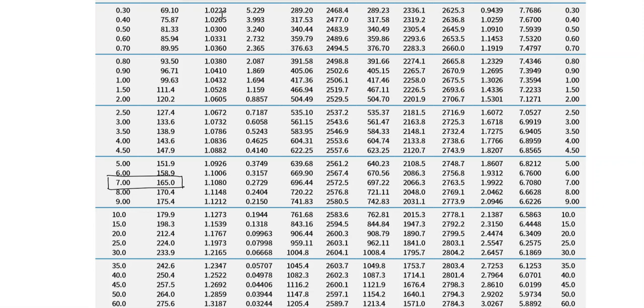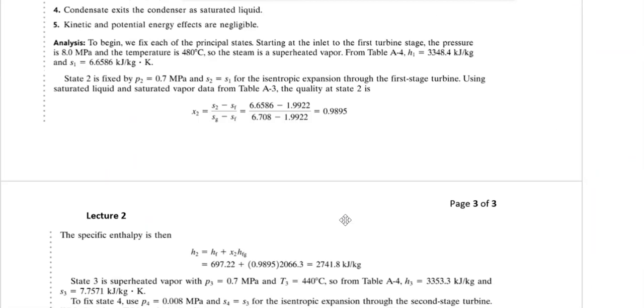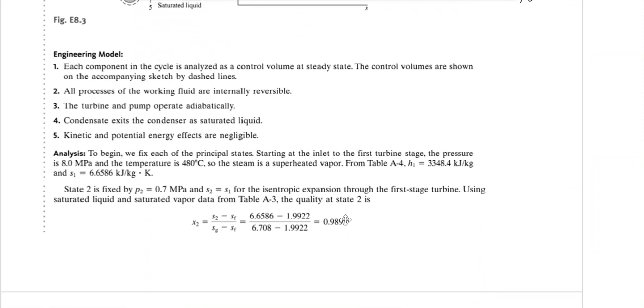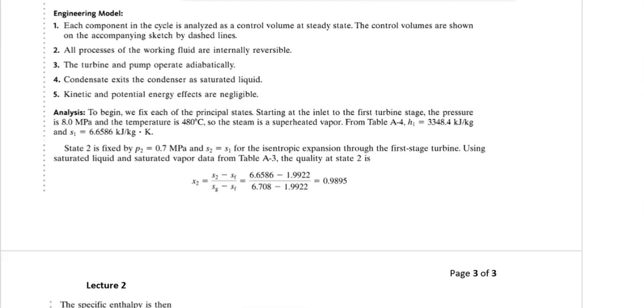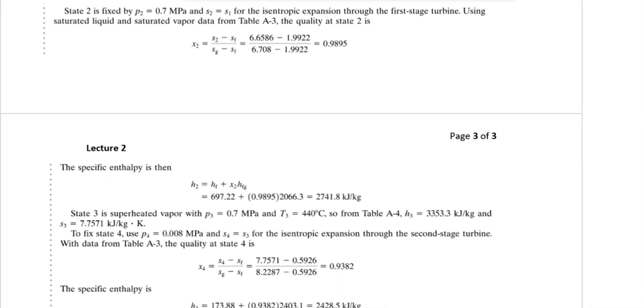So obviously the Sg value at 0.7 is greater than the S2 value. So that means we are inside the vapor dome. So coming back to the question, we can find the value of X2 from the formula we have already discussed over here, from the entropy value. Putting X2 in this formula, H2 would be equal to HF plus X2 HFG, and we can find the enthalpy at state 2.